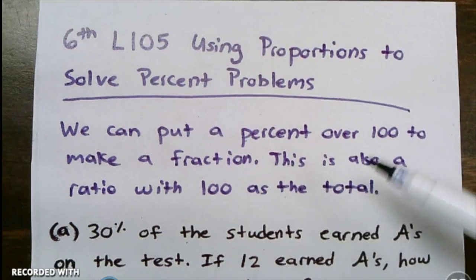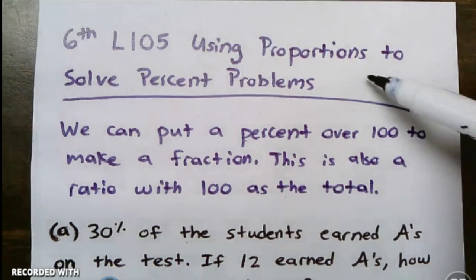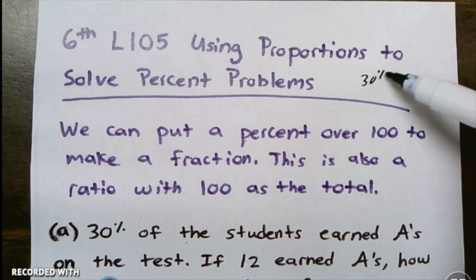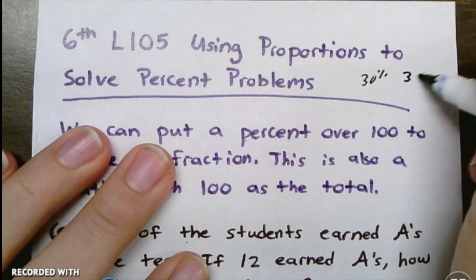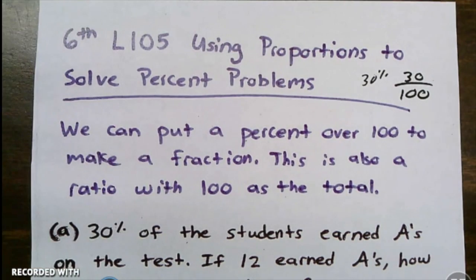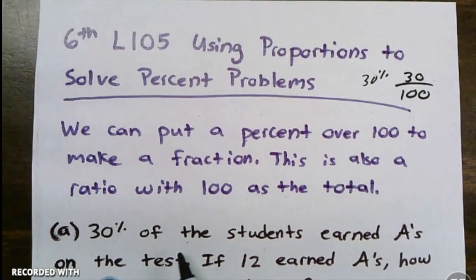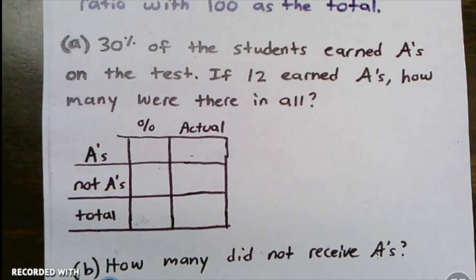So we can put a percent over 100 to make a fraction, right? If I had 30%, I can make that a fraction by just putting the 30 over 100. This is also a ratio with 100 as the total. So 30% of the students earned A's on a test. If 12 earned A's, how many were there in all?